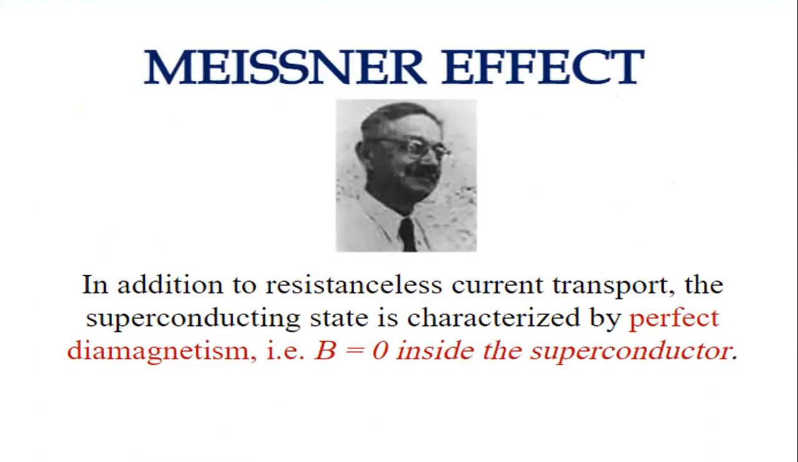The Meissner effect is very important. For a superconductor the resistance becomes zero, and as the resistance is approximated to zero, they exhibit a property called superconductivity. Apart from the zero resistance, or resistance-less transportation of current, the superconducting state is characterized by perfect diamagnetism. When I say diamagnetism, the magnetic field value is zero inside the superconductor.